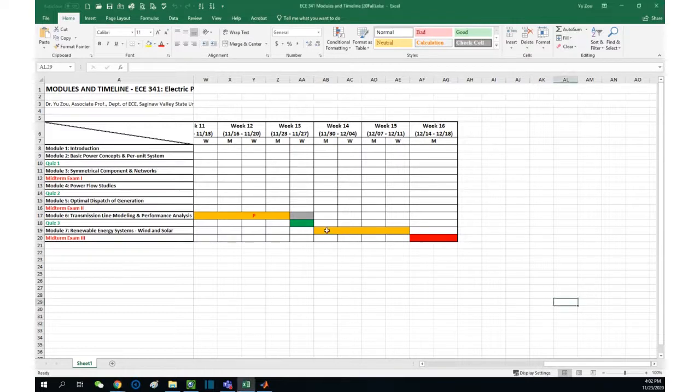This is the Gantt chart I'm sharing on the screen, and we are right here at this very cell, the lecture right before the Thanksgiving break. It's supposed to be the very last lecture for our module 6, the transmission line model. Let's see if we can make it, and if not, we can continue next lecture, which will be next Monday.